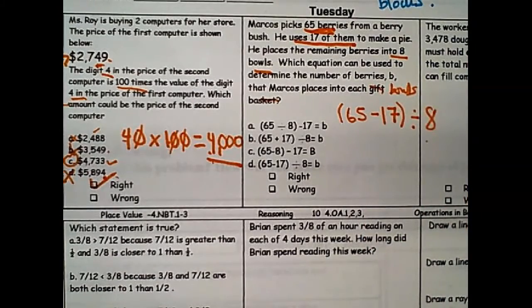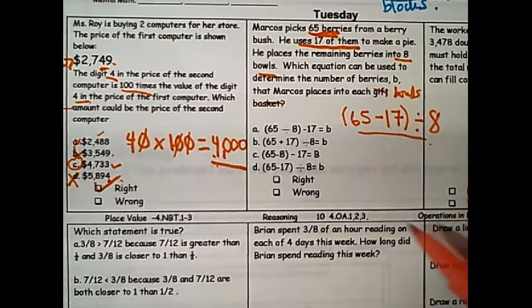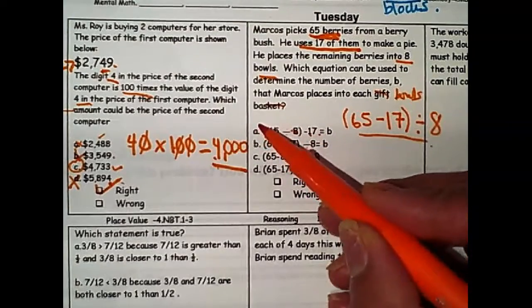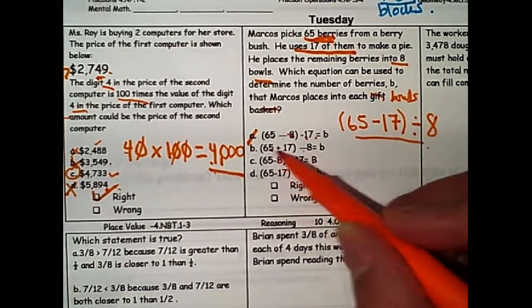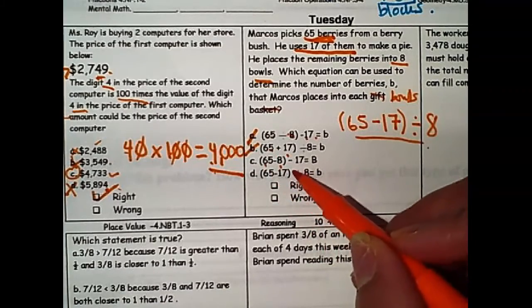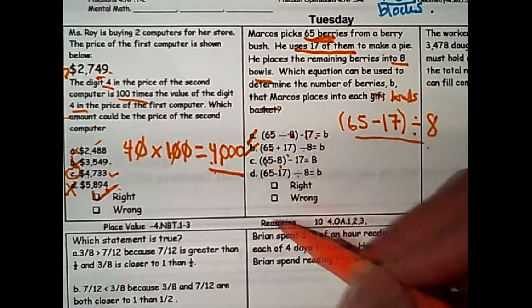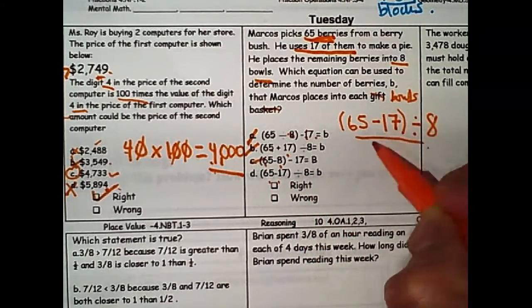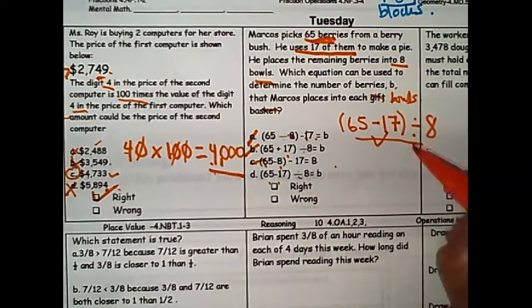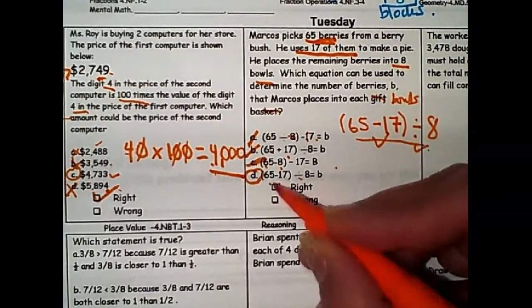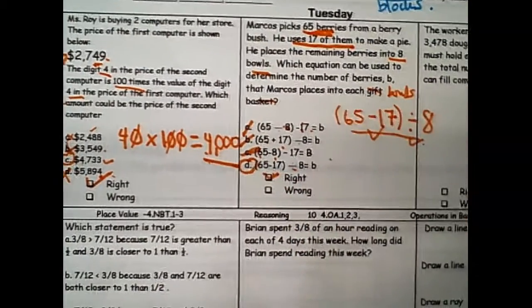So let's look at the equations below and see which of them matches the work that we just did up here. 65 minus 8. See, these numbers are kind of mixed up here. That doesn't make sense. 65 plus 8. Nope, we're not adding. 65 minus 8 minus 17. That's the same one as up here. That doesn't make sense. 65 minus 17, that matches what we did, divided by 8. Yep, that makes sense. So we choose D as our correct answer. Go ahead and check your work, and let's move on.